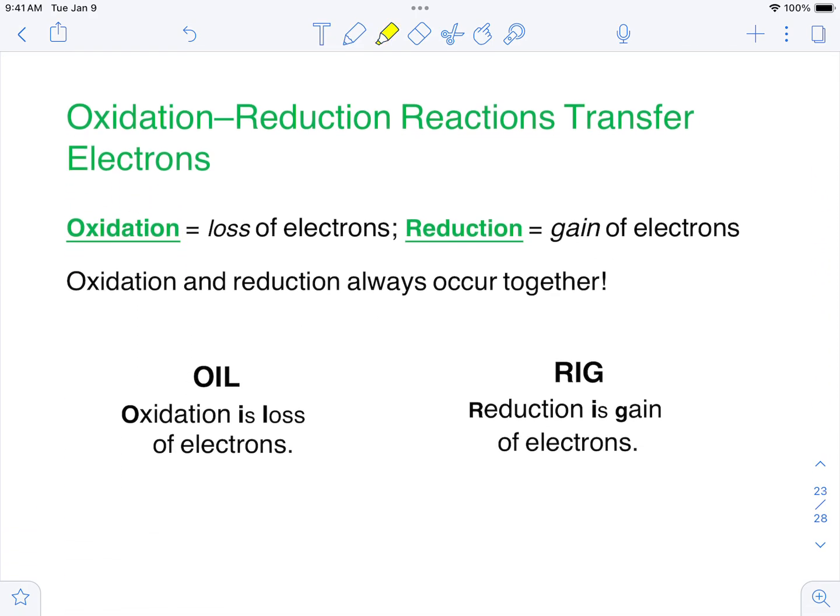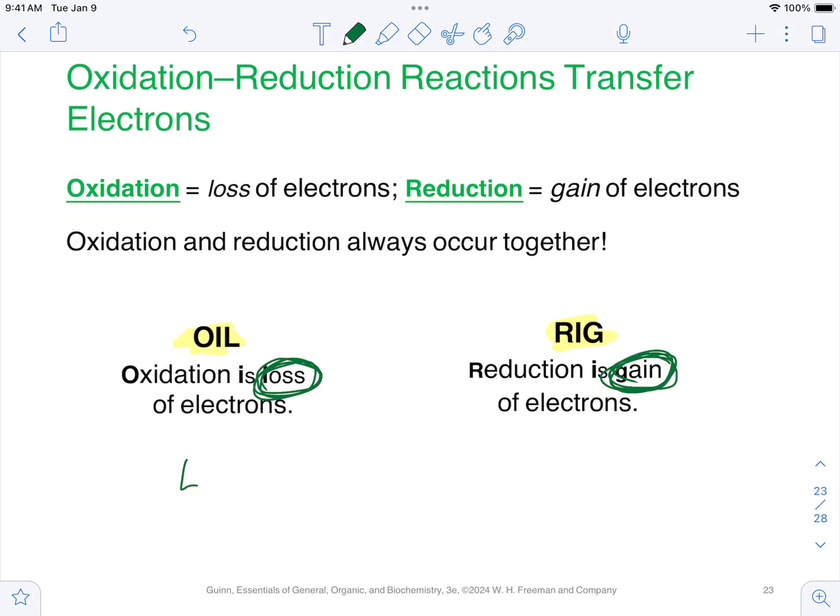And here is a little acronym to help you remember what oxidation reduction means. Oil rig. So the O in oil stands for oxidation, and the oxidation is loss of electrons. Reduction, the R in rig, is a gain of electrons. You cannot have oxidation without reduction, because as you can imagine, when this loses the electrons, where do they go? They go over to here. This gains the electron that it lost.